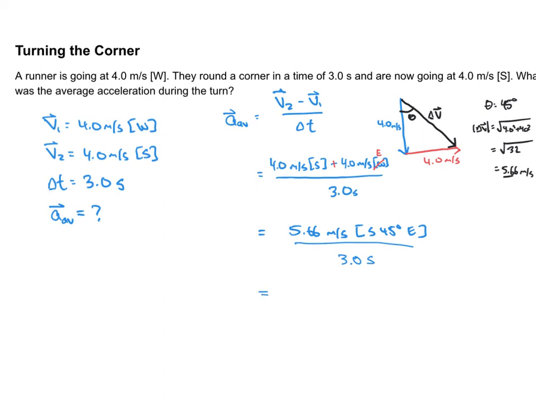And in my calculator, I end up with, to 2 sig figs, 1.9. This is going to be meters per second squared. It's acceleration, so it should be meters per second squared. But you may also notice I put the units in my steps, so that confirms that I'm getting meters per second squared, because I got meters per second in the numerator and seconds in the denominator. And the direction is just going to be preserved from the numerator. So that is the average acceleration. All right.